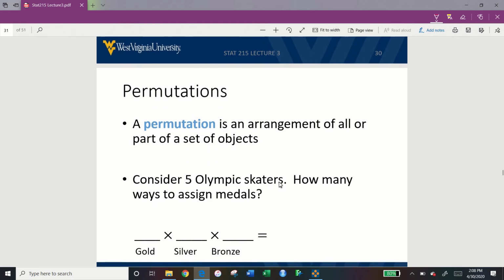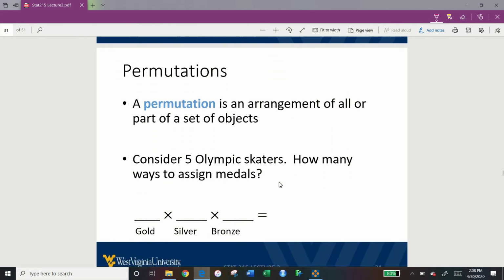Let's move on to a similar topic called permutations. A permutation is an arrangement of all or part of a set of objects. So let's consider the fact that we have 5 Olympic skaters. How many ways are there to assign the medals? Well, first off, when you're running the race, how many people at the start of the race have the opportunity to win the gold medal?